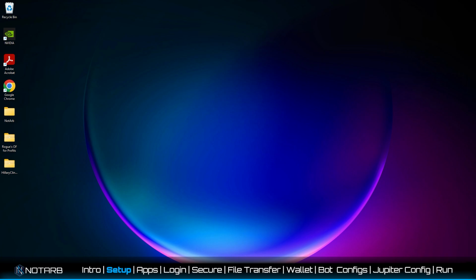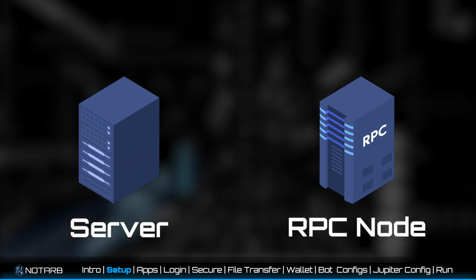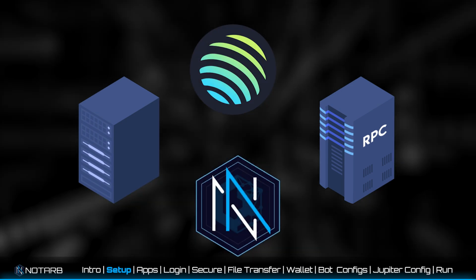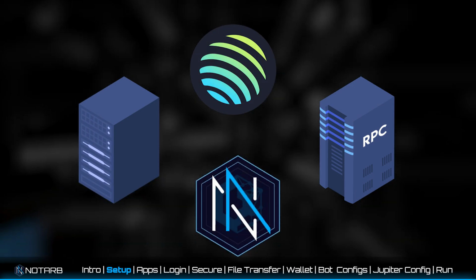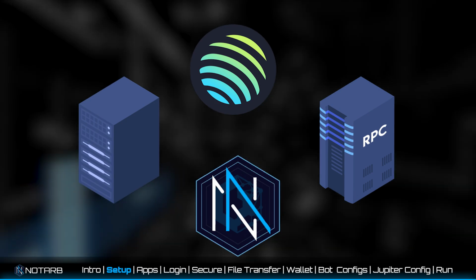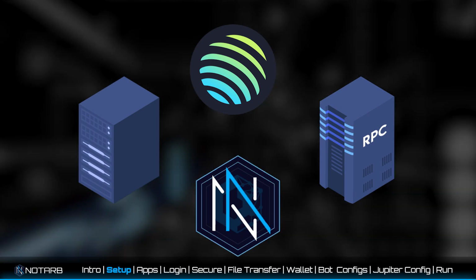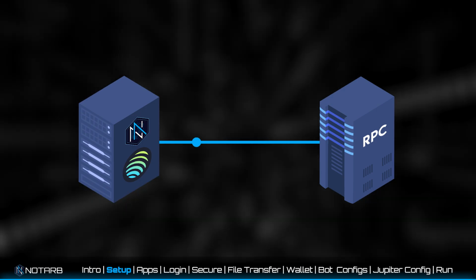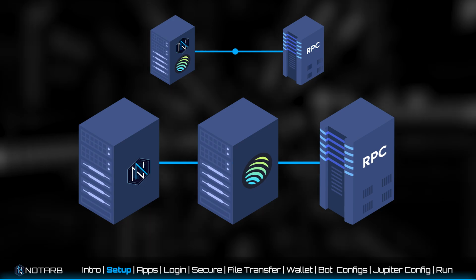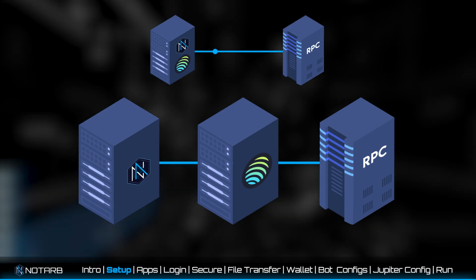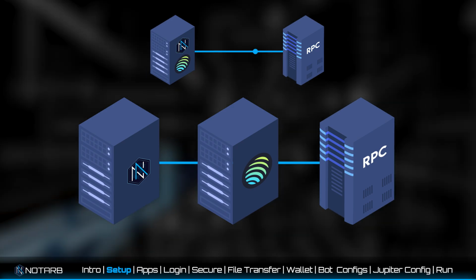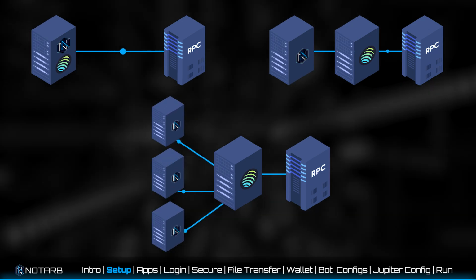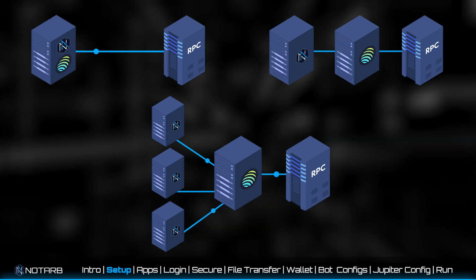Alright, prerequisites. What do we need? To run the platform, you'll need a server as well as an RPC provider, and the platform will come with Jupyter API as well as the NotArb bot itself. And there's multiple ways you can set this up. You can either have NotArb and Jupyter running on the same machine connecting to an RPC node, or if you want to load balance, you can have Jupyter run on its own machine and that'll connect to an RPC node. With this, you're able to connect not just one NotArb server, but multiple at the same time. And just figure out what works best for you depending on your hardware constraints.